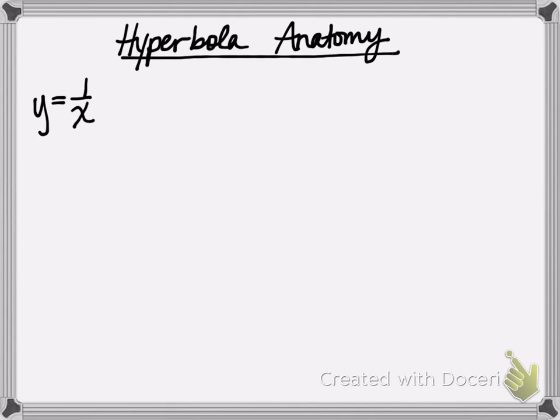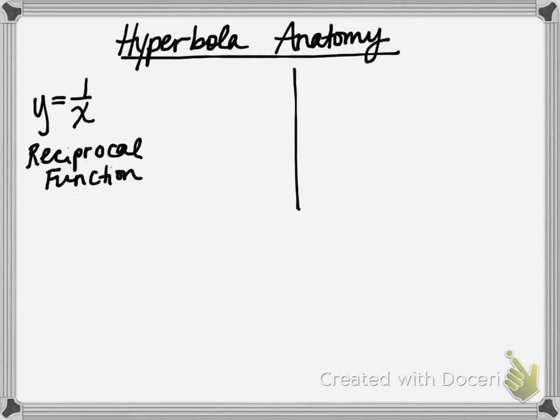So, for some review here, let's take a look at y equals 1 over x. Way back when we studied this curve, it was called the reciprocal function. We also took a look at this function when we studied rational functions because it's also a rational function. And if you remember, it's characterized by having asymptotes. It has a vertical asymptote. It also has a horizontal asymptote.